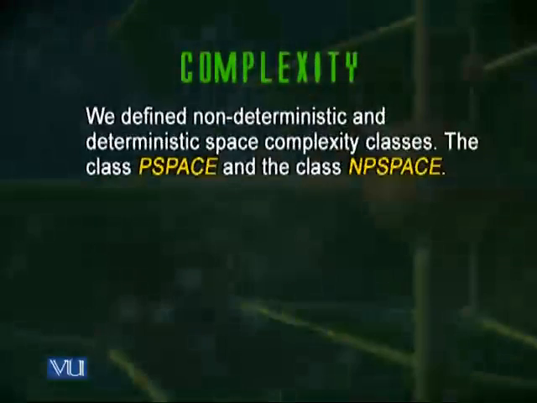Similarly, we then started studying determinism and non-determinism from a space complexity point of view. The classes PSPACE and NPSPACE were defined. So we defined two classes. One was PSPACE, another was NPSPACE. And they were just the space analogs of P and NP. And we used similar kinds of ideas. We asked similar questions that we asked about P and NP, about these classes PSPACE and NPSPACE.